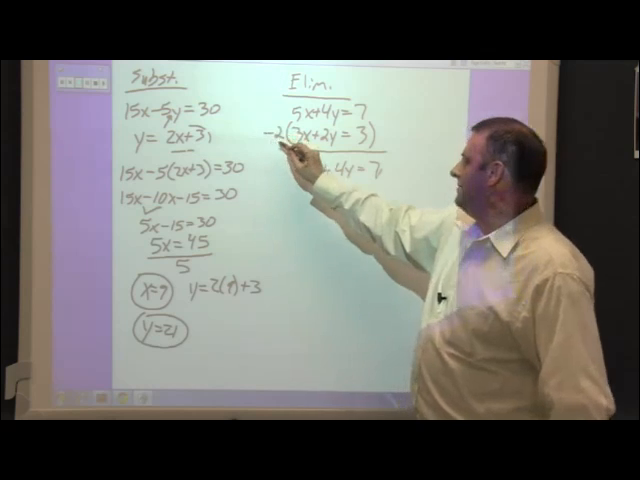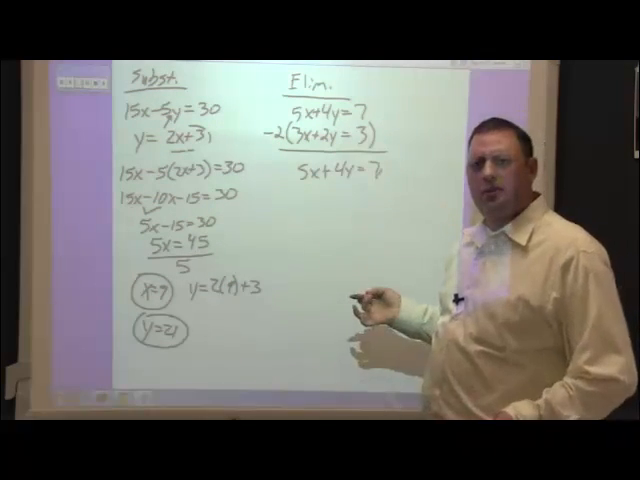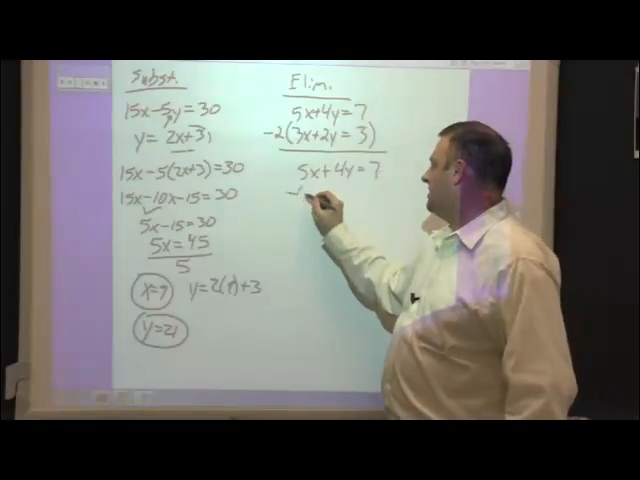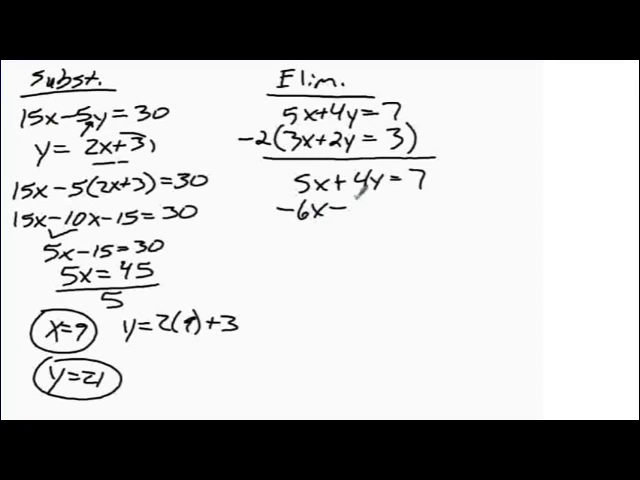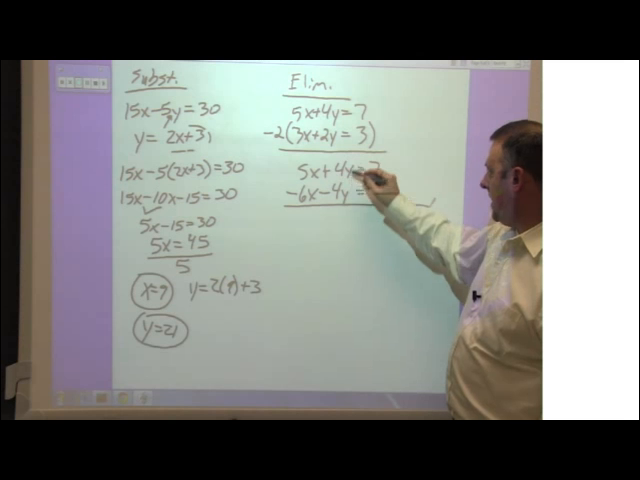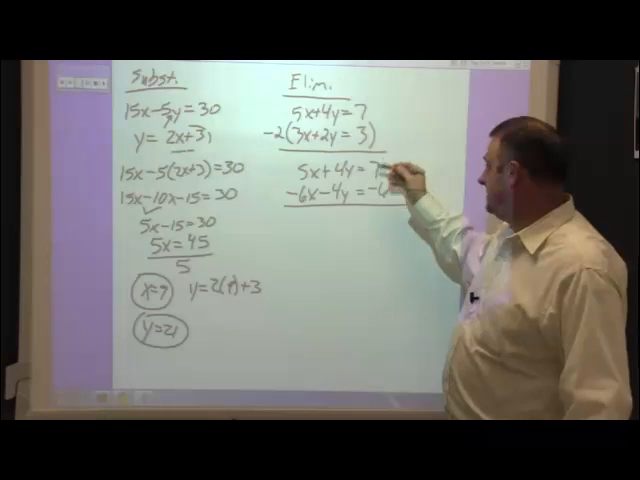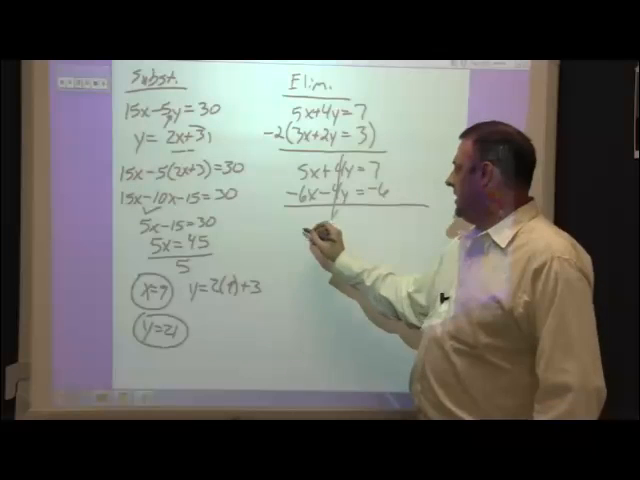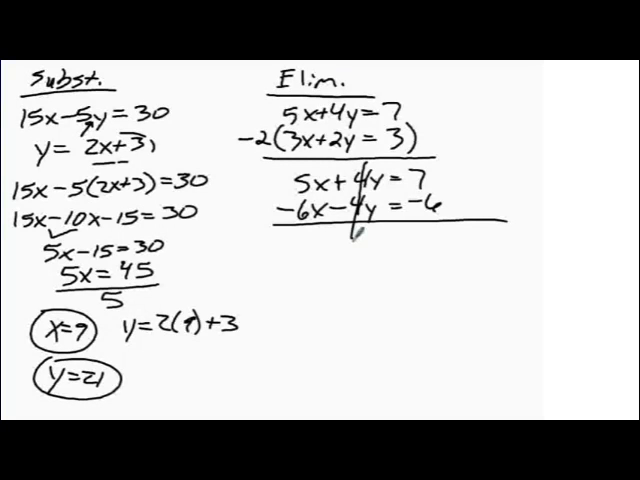And then let's multiply the negative 2 times everything. It's basically you're distributing the negative 2. So you're going to get negative 6x minus 4y equals negative 6. Now if you notice, the y's would cancel because 4 minus 4y is 0. That's gone. So now you only have left, when you take 5 minus 6x, that's negative x, equals 7 minus 6, excuse me, is 1.